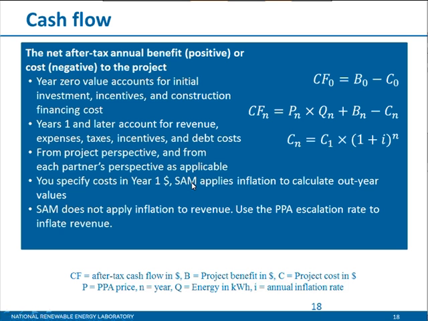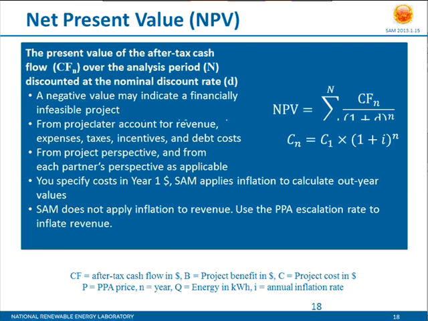SAM applies the inflation rate that you specify. On the system cost page, you specify your O&M cost as a year one dollar value, and then SAM applies the inflation rate to calculate the out-year values. SAM doesn't apply inflation to revenue, so the PPA price is assumed to be fixed unless you specify an escalator. So that's just for consideration as you're thinking about what discount rate to use, for those who are thinking ahead. So that's the cash flow.